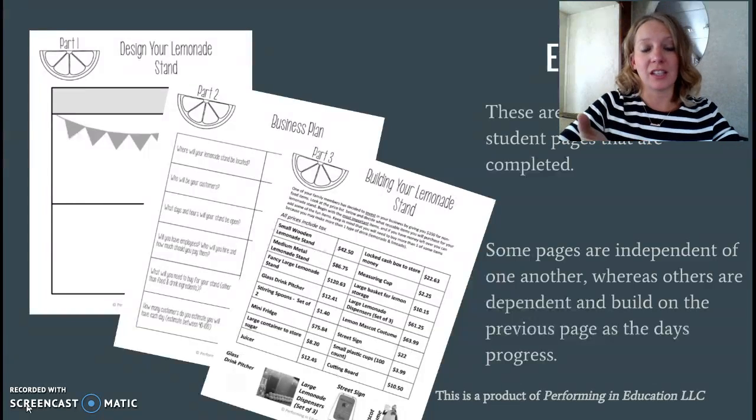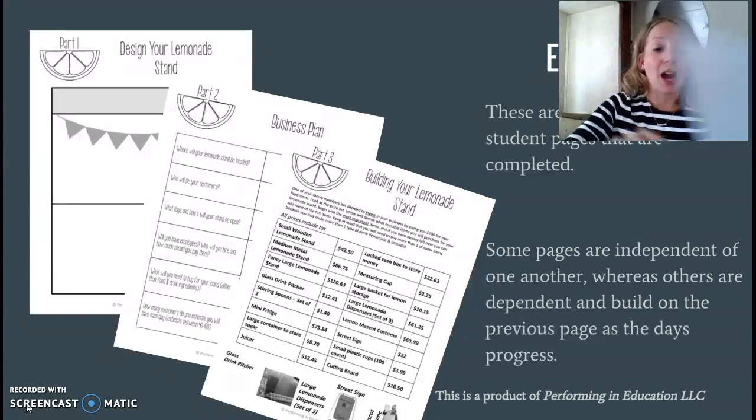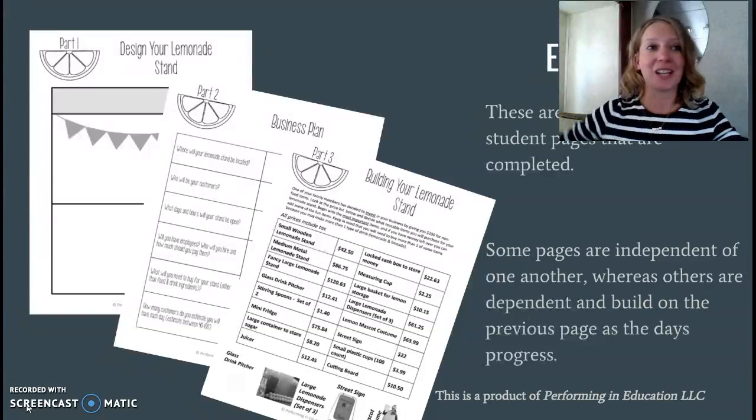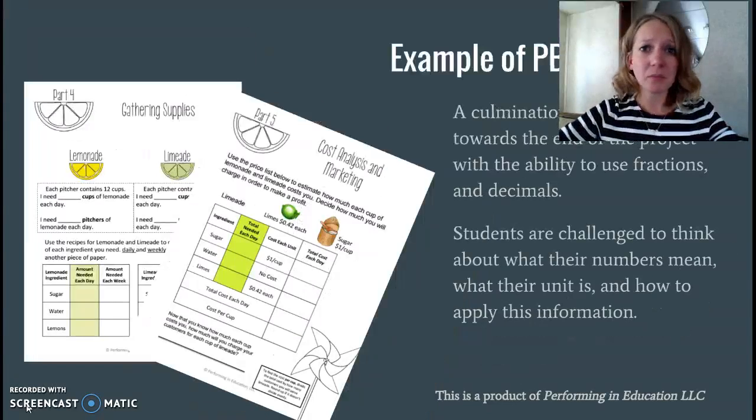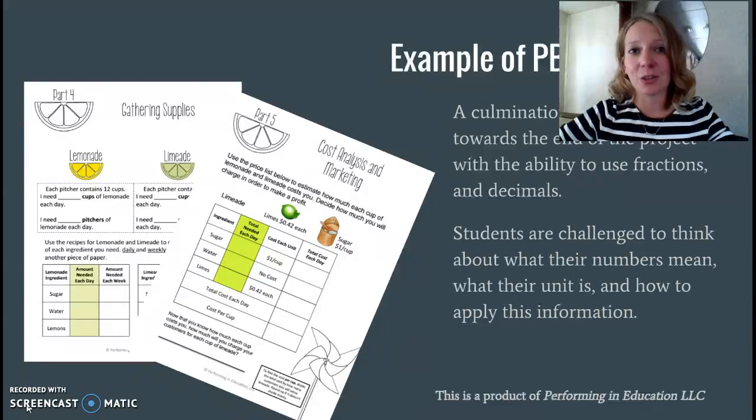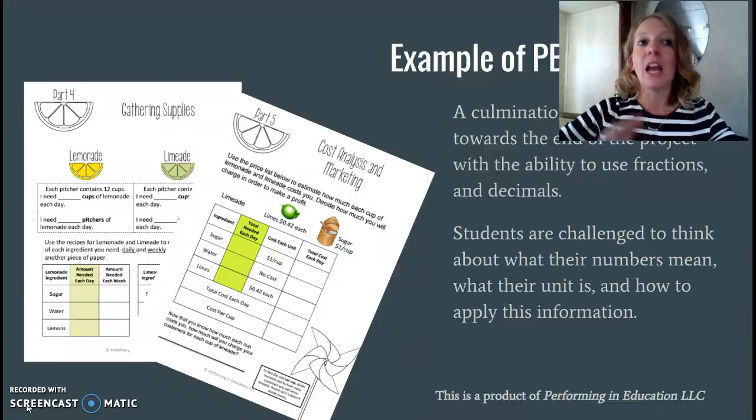So the lesson is about what a budget is. We don't learn about how to add or multiply decimals because they're supposed to already know that coming into this assignment. But it's about why a budget is important, where the money comes from, and how you prioritize your finances. The culmination of these skills really peaks towards the end of the project, where the students showcase their ability to use fractions and decimals, and they're challenged to think about what their numbers mean and what their unit is and how to apply this information.